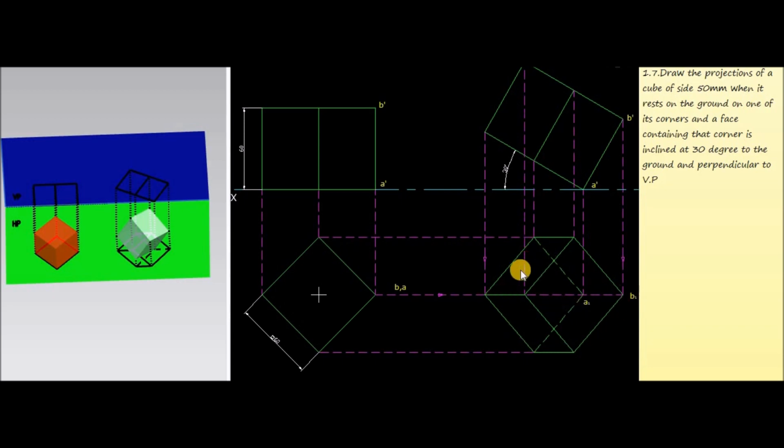Here the outer corners or outer edges will be visible, represented by dark lines, and the invisible edges can be represented by dotted lines. So complete this figure, join all these corners, and this one will be the top view of the cube.